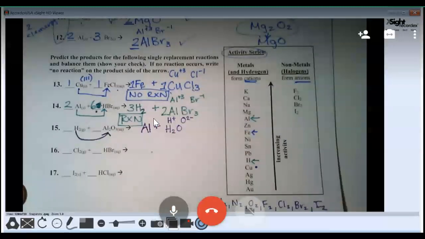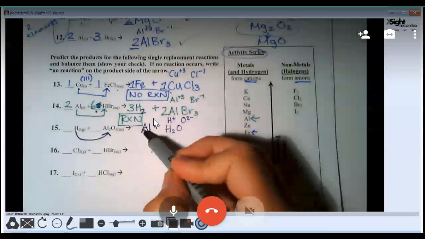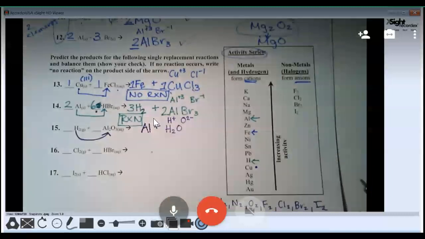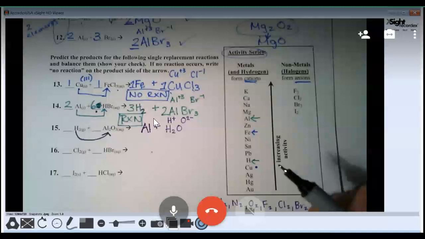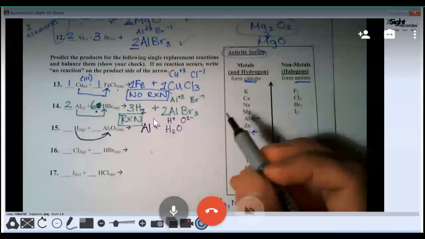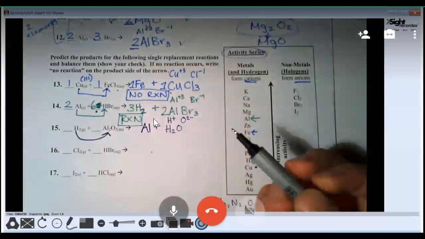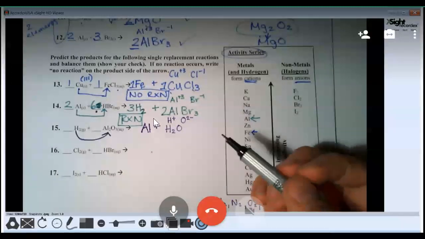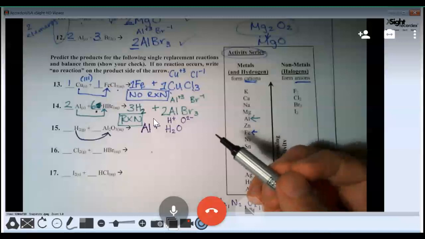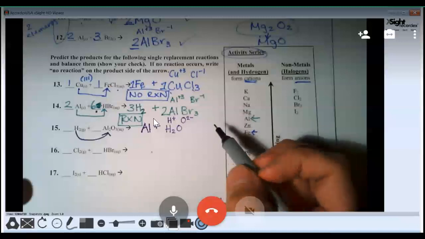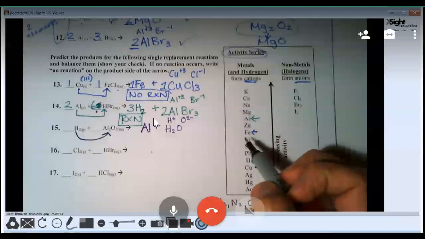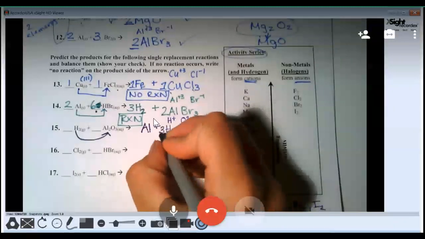What is out of balance here? Cool, yeah, amount of oxygen. So we have 3 on the reactant side and only 1 on the product side, so how can we fix that? Perfect. Yeah, 3 in front of H2O.